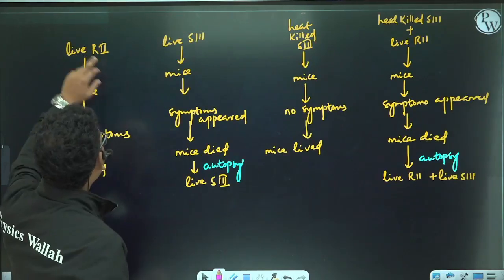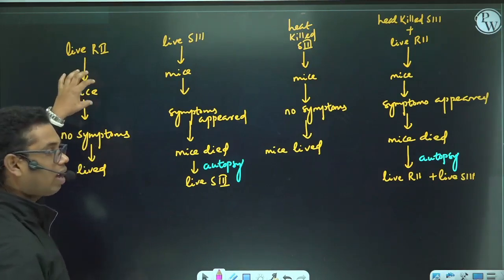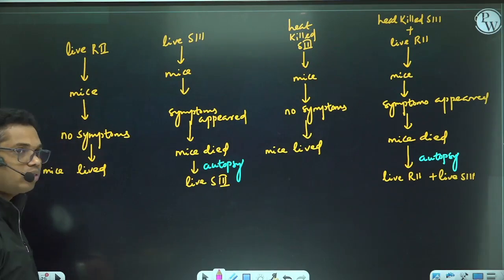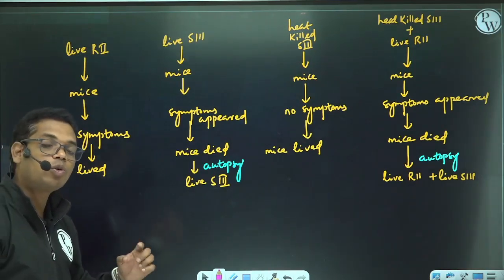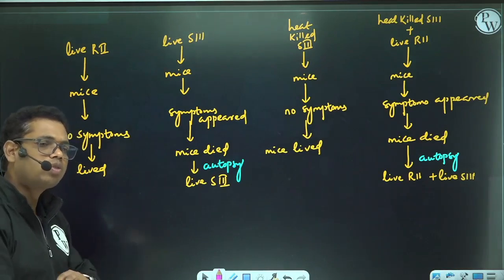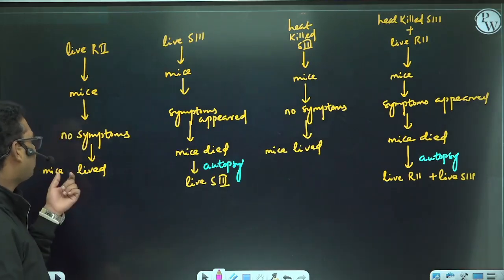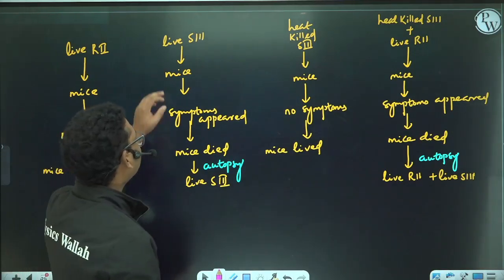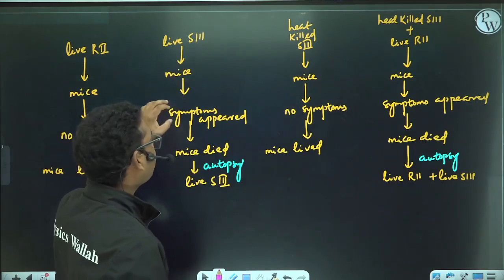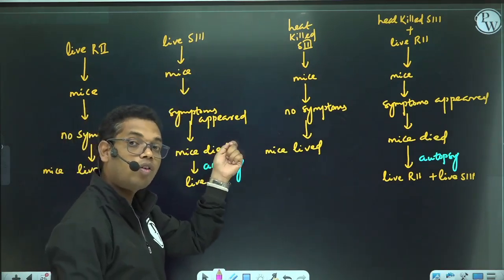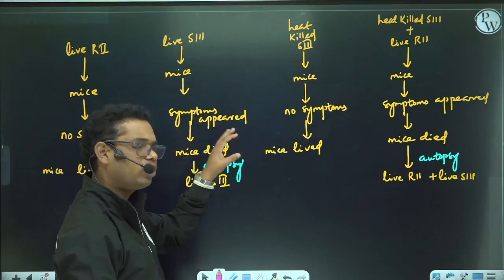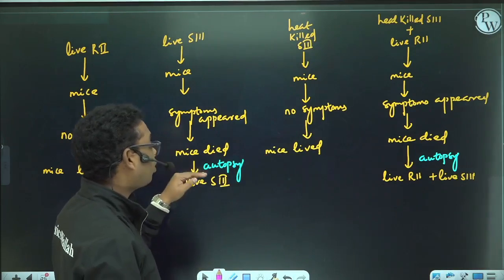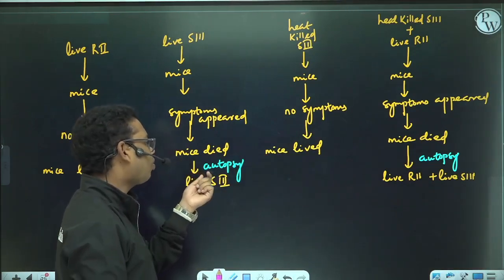So he took live R2 and injected it into healthy mice. And he found that no symptoms of pneumonia were observed, and that mice lived. In the second case, he injected live S3 into healthy mice and he observed the symptoms of pneumonia. It is obvious we will talk about the pneumonia symptoms. Later on the mice died because of pneumonia, and he performed an autopsy.